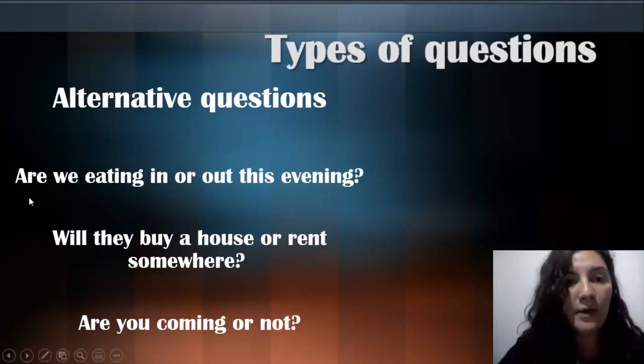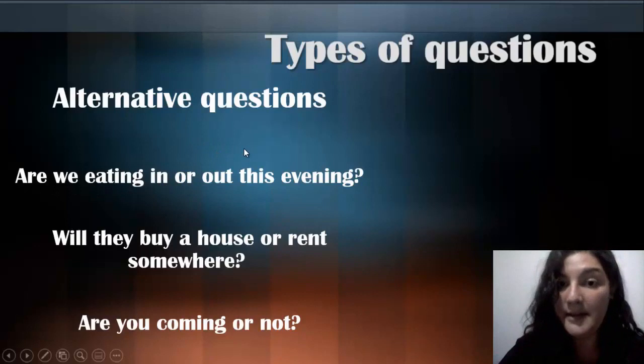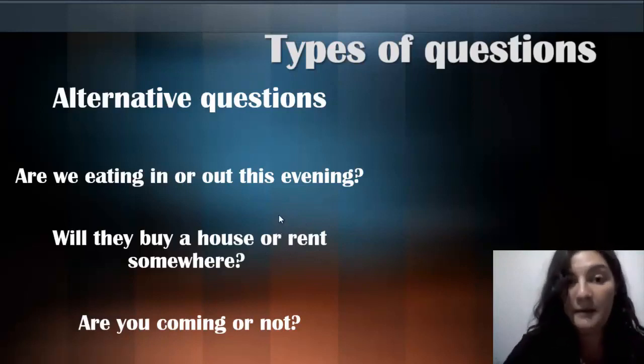In the first example, are we eating in or out this evening? We have ellipsis at the beginning of the second clause, the second alternative question. Are we eating in or are we eating out this evening? The same happens in the second example. Will they buy a house or will they rent somewhere? In this case, we also have ellipsis here. This is textual ellipsis because we have the information in the previous question.